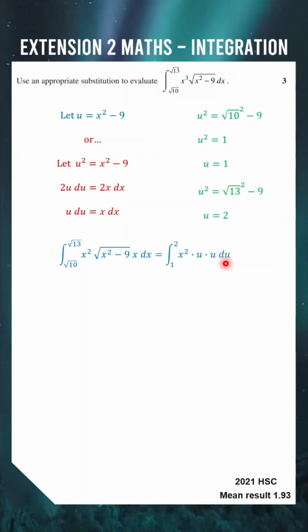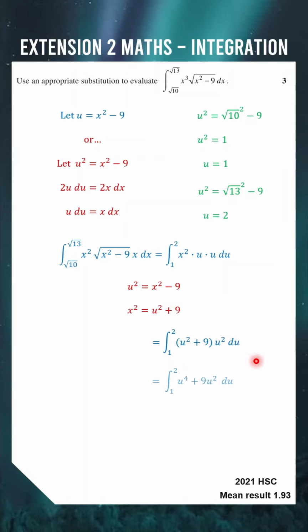So last thing to fix up is I still have an x squared in my integral, so I'll go back to my substitution and say, all right, if u is x squared minus 9, rearranging this, I get that x squared is equal to u plus 9. So now putting that back in here, x squared becomes u squared plus 9. I've got u squared du, and now it's a super friendly and easy integral.